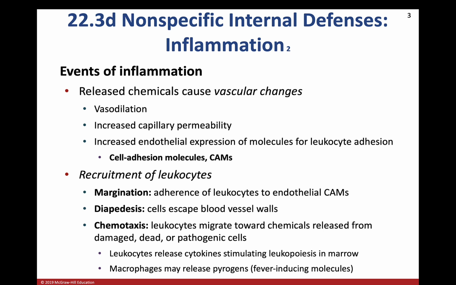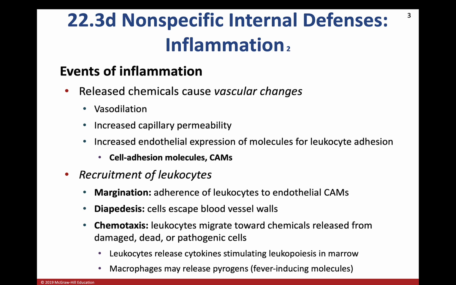The next part will be the recruitment of leukocytes, and this is divided into three separate processes. The first is margination, and this is when white blood cells will actually adhere to these endothelial adhesion molecules, and they're basically going to be rolled along the wall of the capillary. Diapedesis is the actual process by which cells escape blood vessel walls. And then we have chemotaxis. Leukocytes will migrate towards chemicals that are released from damaged, dead, or pathogenic cells. So think of these chemicals as white blood cell magnets, and they're going to draw white blood cells towards the site of injury.